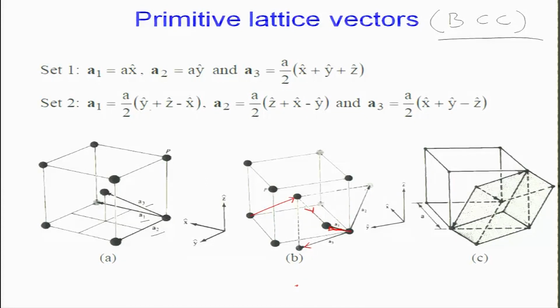So you can see that A1 is half of y plus half of z minus half of x, A2 is half of z plus half of x minus half of y, and A3 is half of x plus half of y minus half of z. By connecting these vectors you can make a unit cell, something like that. If you try doing this exercise using the lattice translations, you just connect them with each other, and you should end up with something like that. So this is a primitive cell, and its volume is half of the non-primitive unit cell volume.